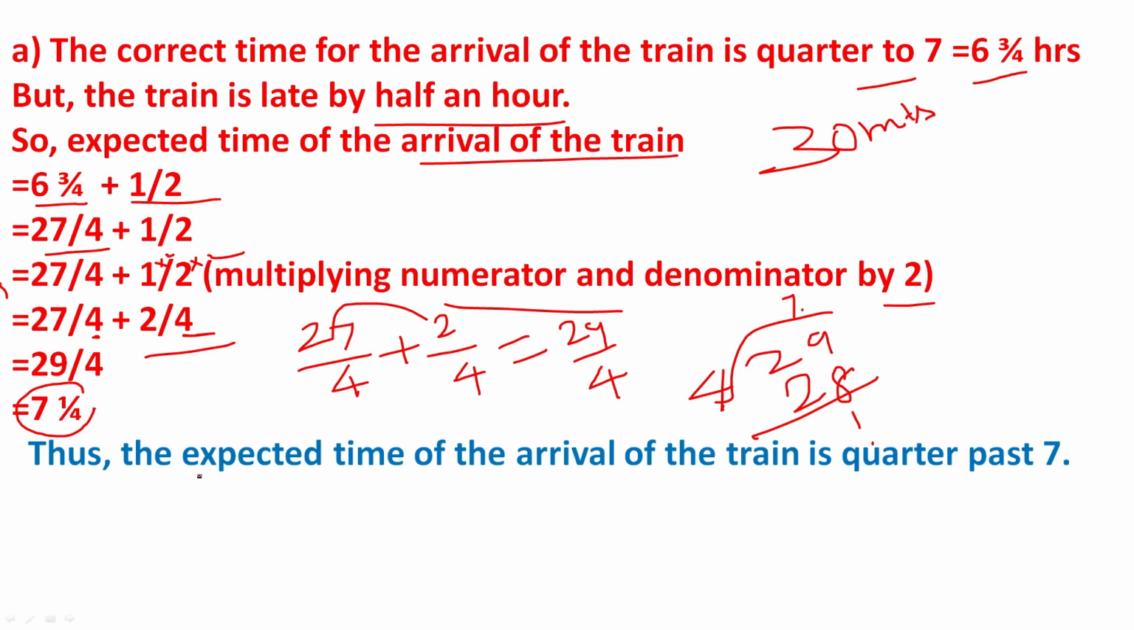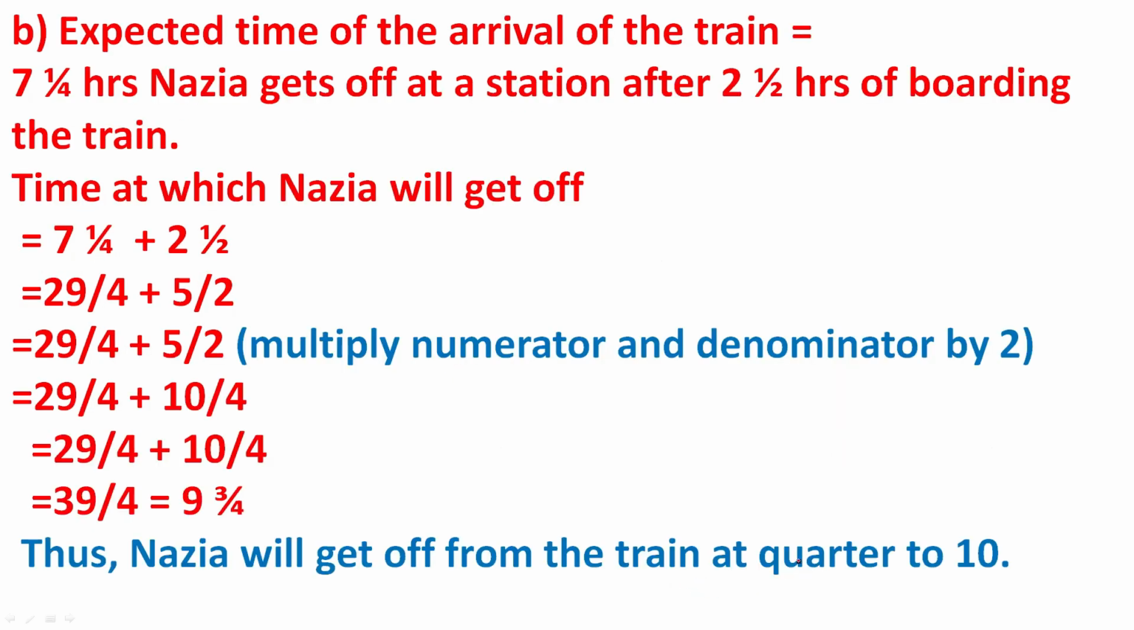Thus the expected time of the arrival of the train is 7:15. The expected time of the train is 7:15 only, that is 7 1/4 hours. Nazia gets off at a station 2.5 hours after boarding the train. To find the time at which Nazia will get off, just add 7 1/4 hours plus 2 1/2 hours.